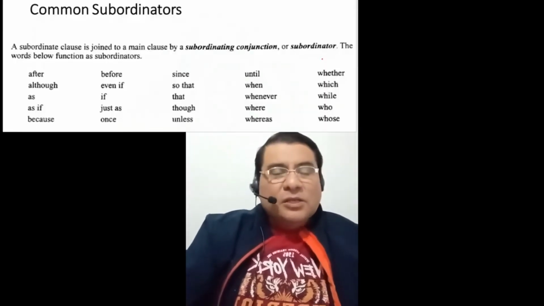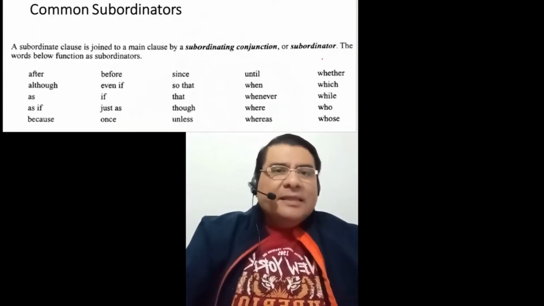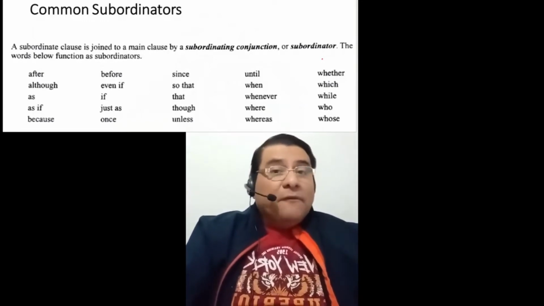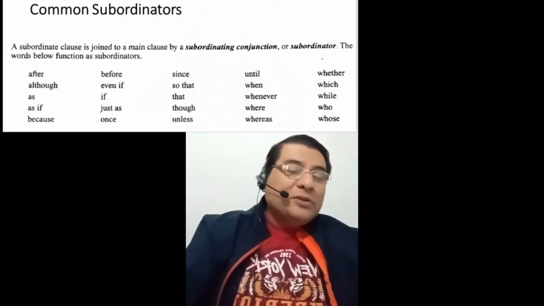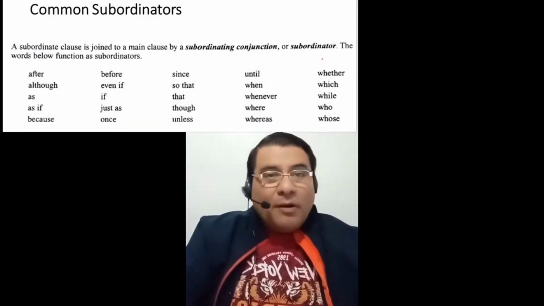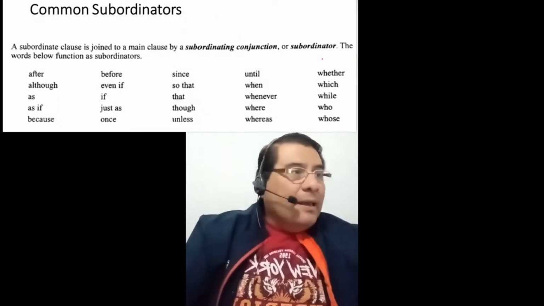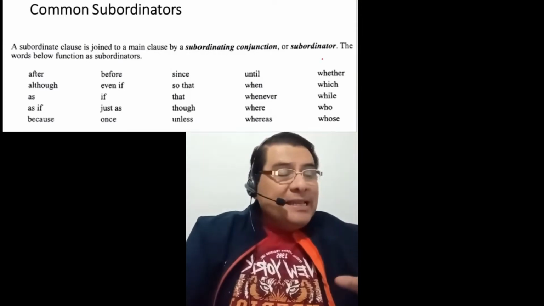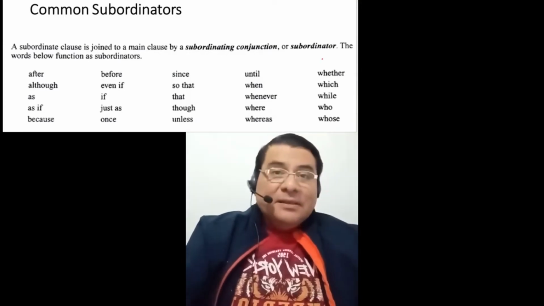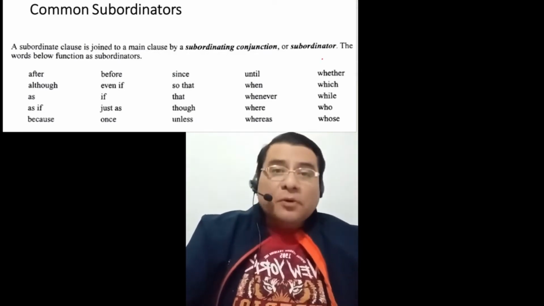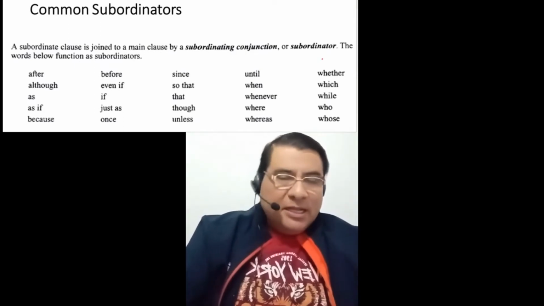So let's see a number of common subordinators in English. You may see on this list that there are several words. For example, you can see although, we've introduced if also, before we've introduced that, but there are many others, and this list is not even complete. There are many more subordinators known in written English.